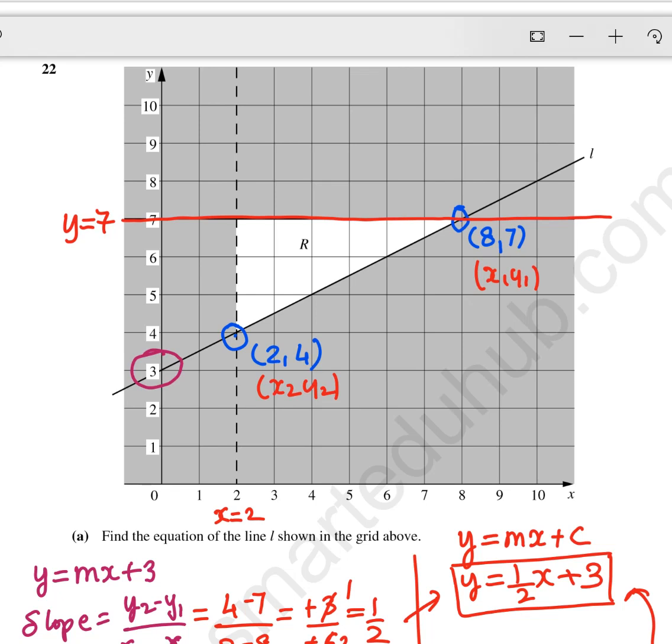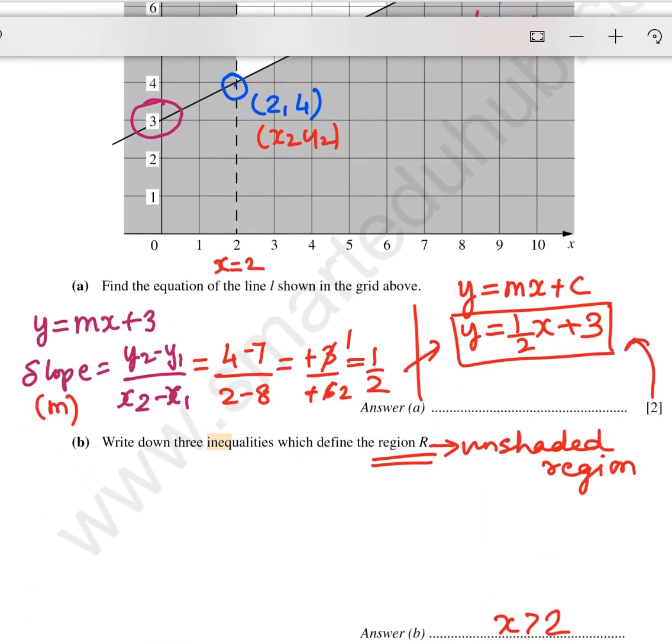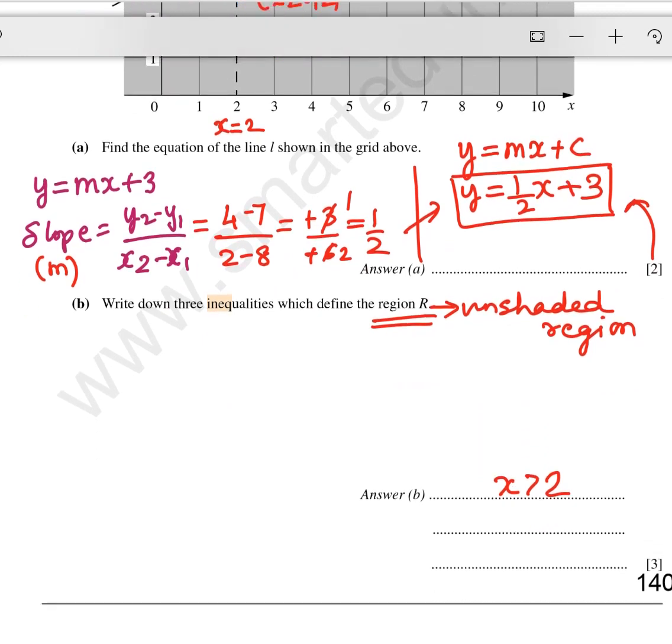Because if I erase this red line that I've drawn, you will find that there is a black continuous line drawn by them, and a continuous line means the values are included. So the unshaded region defined by y equals 7 is y is less than or equal to 7. So the second inequality is y is less than or equal to 7.